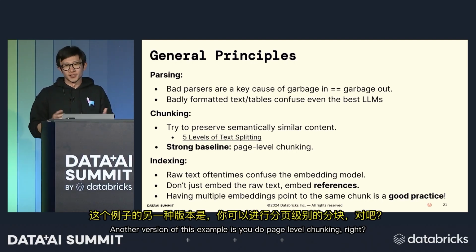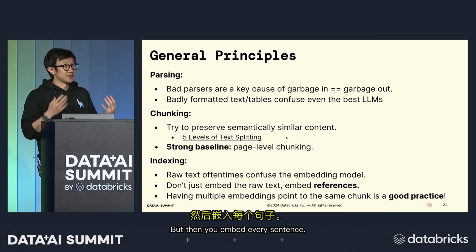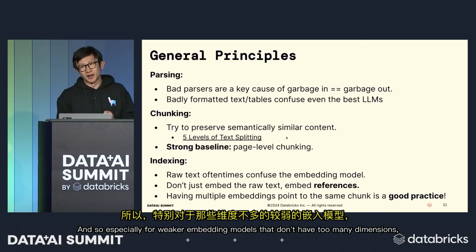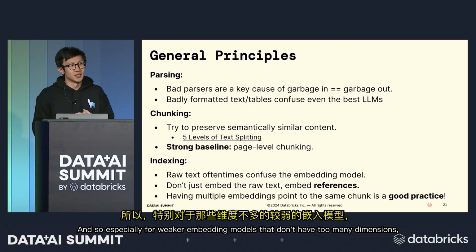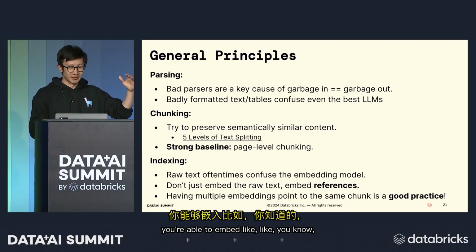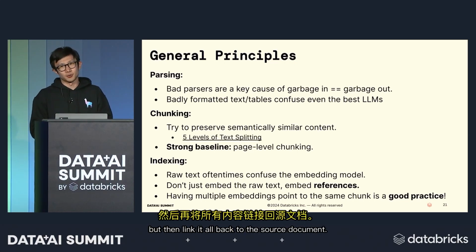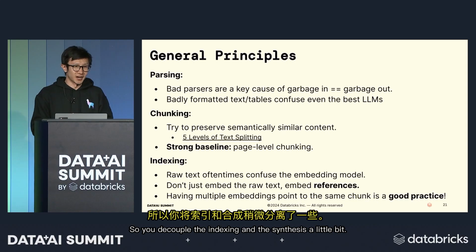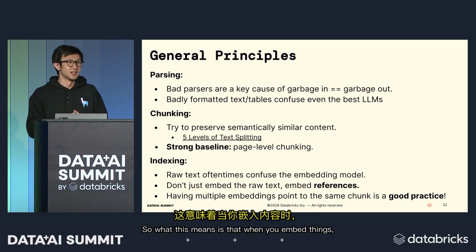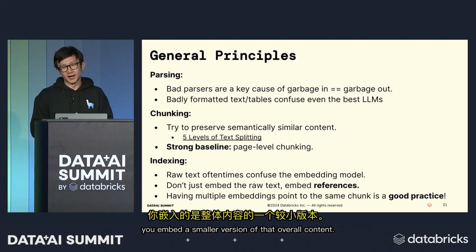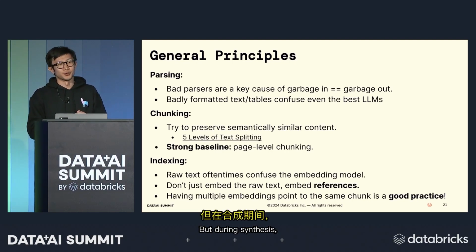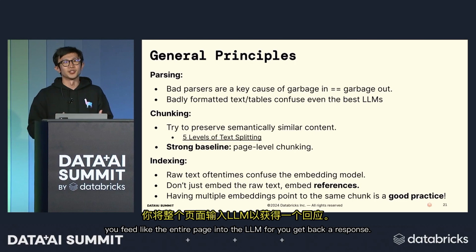Another version of this example is you do page level chunking, right? But then you embed every sentence. Especially for weaker embedding models that don't have too many dimensions, you're able to embed, say, the 100 different sentences within this page, but then link it all back to the source document. So you decouple the indexing and the synthesis a little bit. What this means is that when you embed things, you embed a smaller version of that overall content, but during synthesis, you feed the entire page into the LLM before you get back a response.